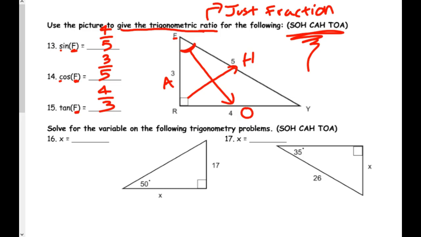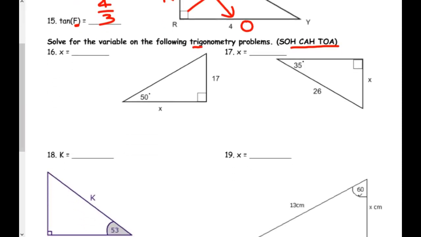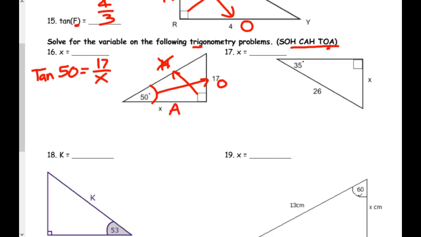All right, 16. Solve for the variable in the following trigonometry problems. Again, we're going to use, for trig, SOHCAHTOA. All right, 16. Here's my angle, so I'm going to label O, H, A. Which one am I not going to use? O has a 17, A has an X. I'm not going to use H. So since it's O and it's A, I'm going to use tangent, because that's TOA. So tan, the angle, which is 50, equals O over A, 17 over X.